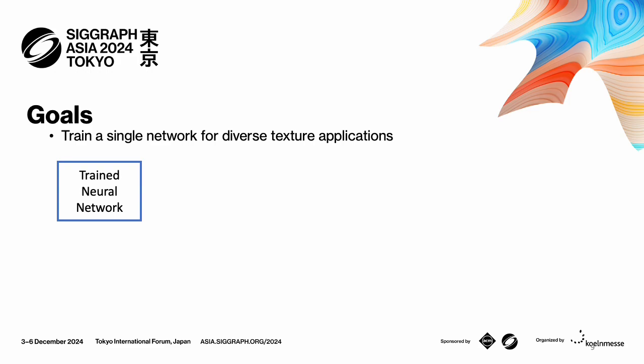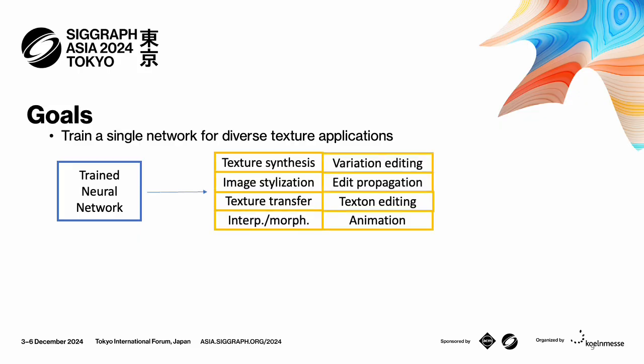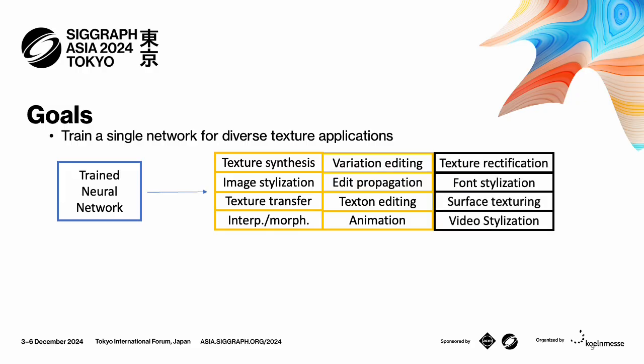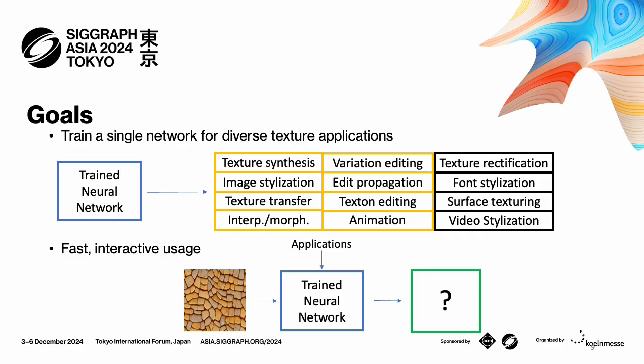Our goal is to train a single neural network with a compositional textural latent representation that can be applied to diverse applications. We demoed the applications in yellow boxes, and those in black boxes are left for future work. Once the network is trained, for different applications, we only need to modify the latent representation generated by the neural network. Getting the output only requires a forward pass of the input image through the neural network.